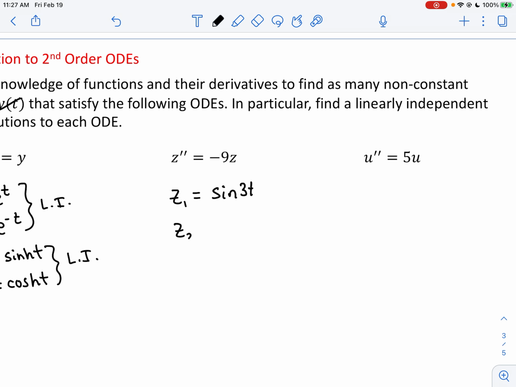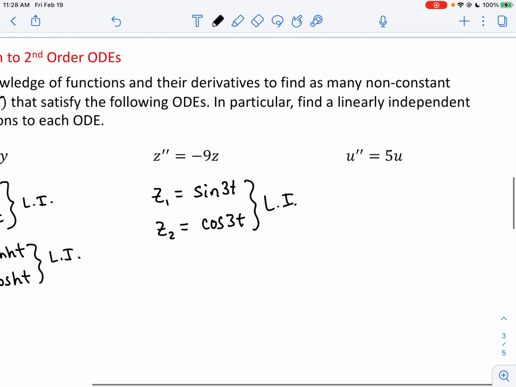A second one, z sub 2 solution, is going to be the cosine function of 3t. And the sine and cosine functions, because they are phase shifts of each other, there's going to be no way that you can scale one into the other by multiplying by a constant. So these do form a linearly independent set. Let's just keep moving on.